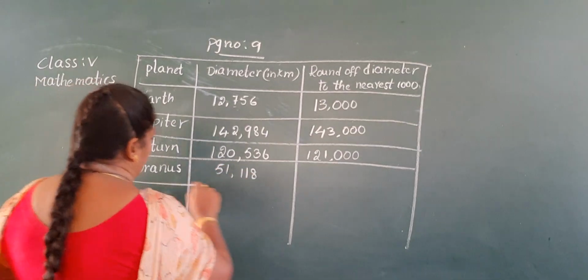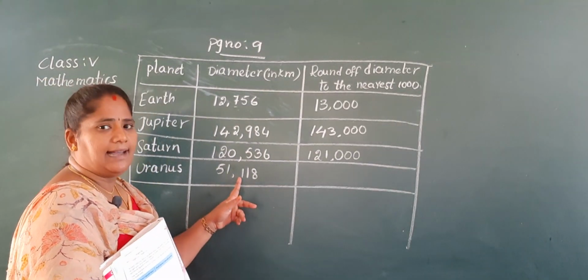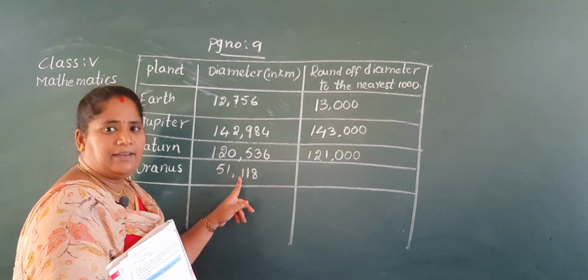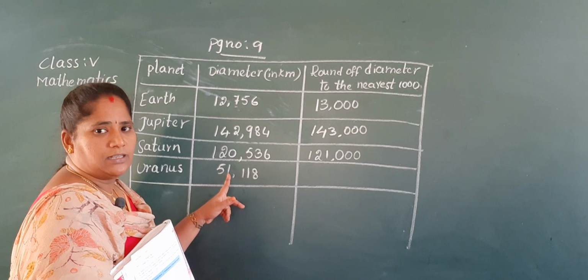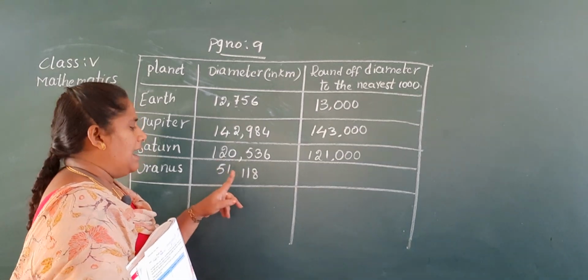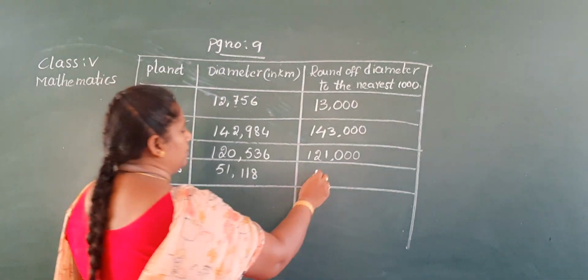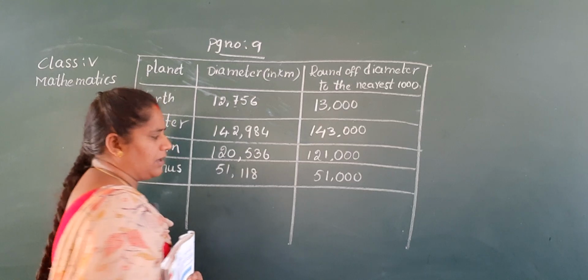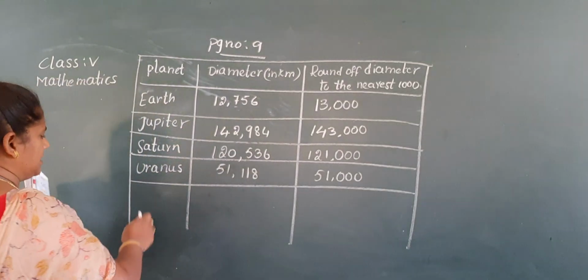And next, Uranus: 51,180. Look at the digit at the hundreds place. Yes, it is 1. 1 is less than 5. That means we need not change the thousands place. We keep the thousands, and the hundreds, tens and ones places become 0. So this number is rounded off to 51,000.